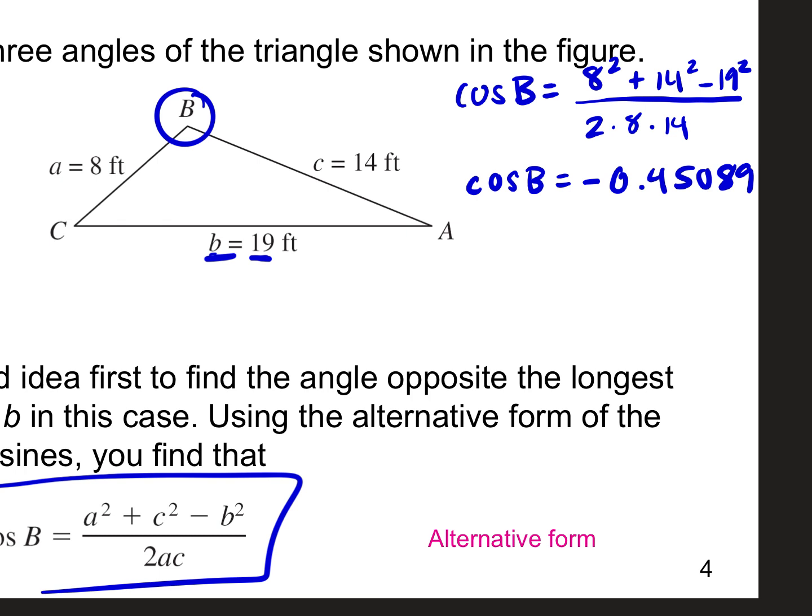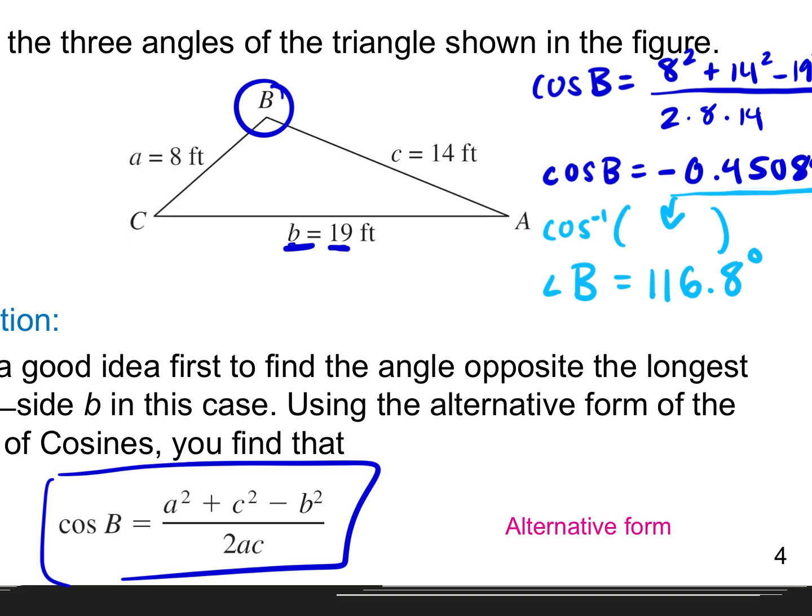Is that our angle B? No. How do I find the angle B? I have to do the inverse cosine, so that cosine -1 button of this that I just got. So I would keep it in my calculator and do second cosine of that answer. And you should get B is equal to 116.8 degrees. So I found angle B. What should we do next?